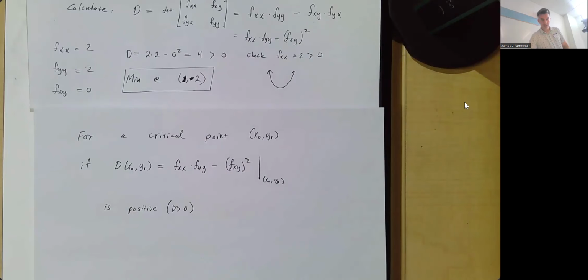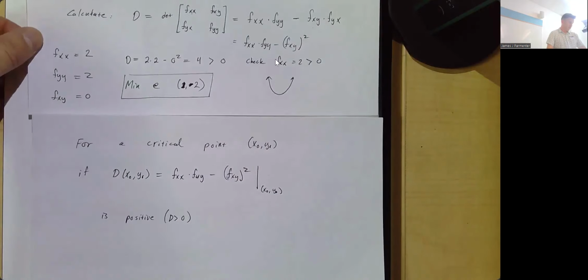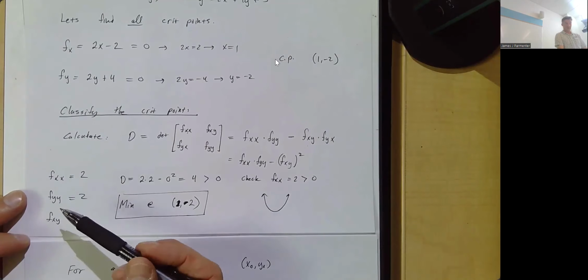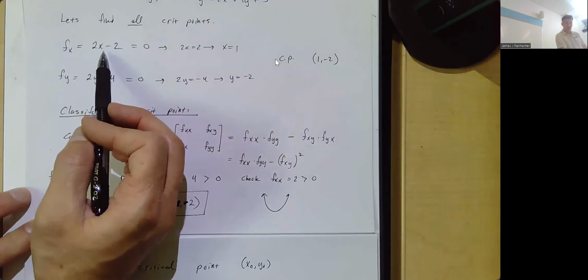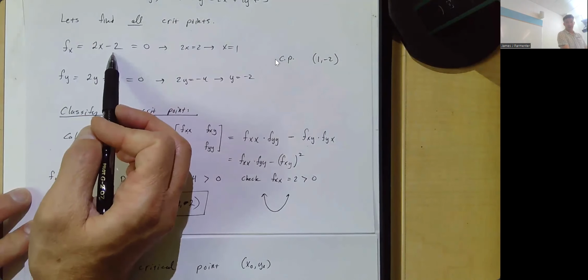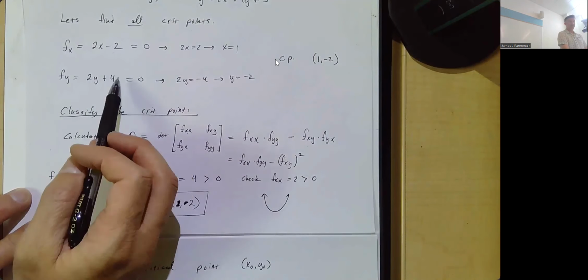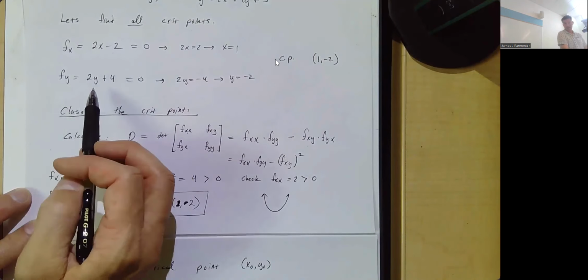How did you get 2, 2, and 0 for the fxx, fyy? Oh, sure. To find fxx, I'm just taking the second partial derivative with respect to x. The first partial derivative with respect to x was 2x minus 2, and I take the derivative of that with respect to x, I'm going to get 2. Similarly, for fyy, fy was 2y plus 4. If I take the derivative of that with respect to y again, I'm going to get 2.